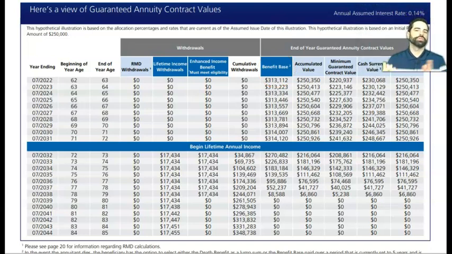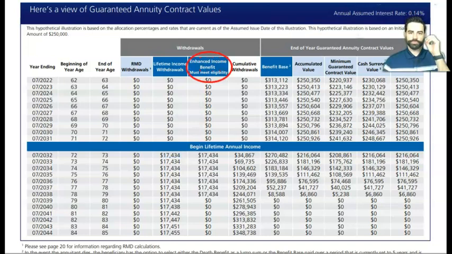Depending on when you take the income, it will determine what that 175% multiplier does. And so if the market from this point forward does nothing, beginning at 72, 73, this client would get $17,434 every year as income. That is their lifetime income right there.